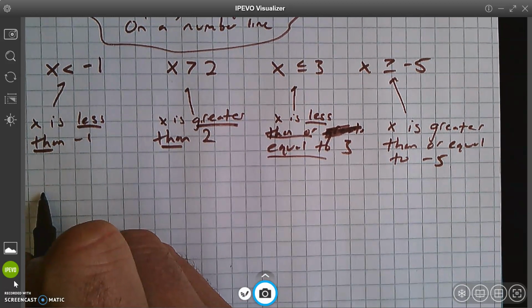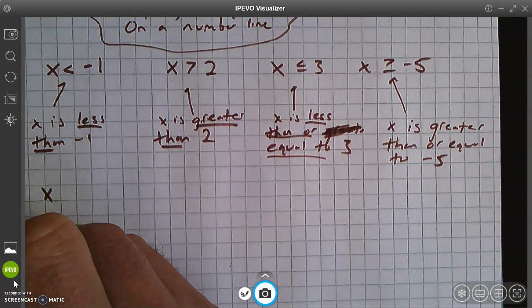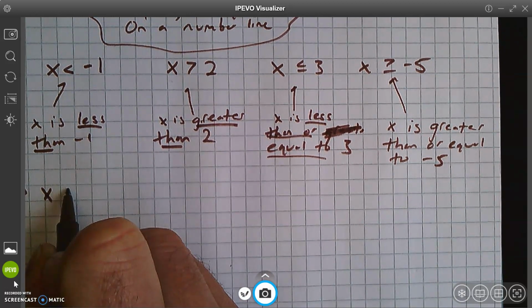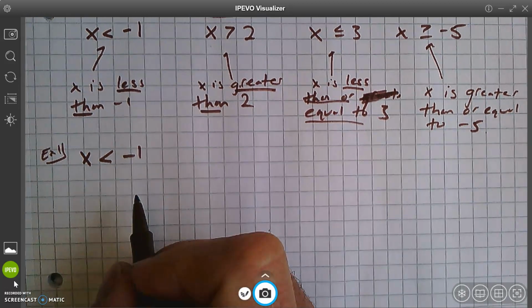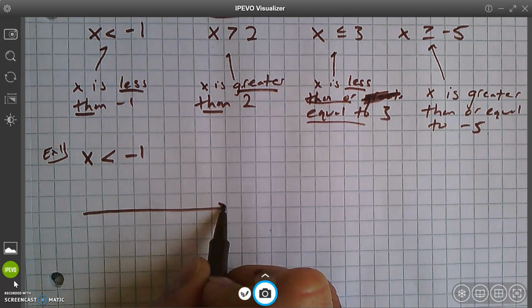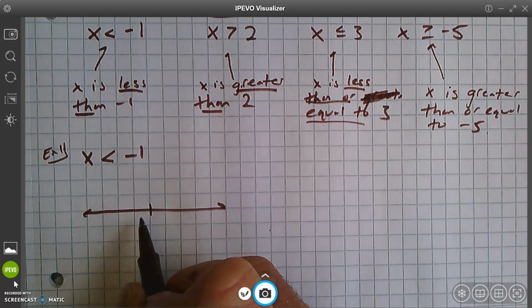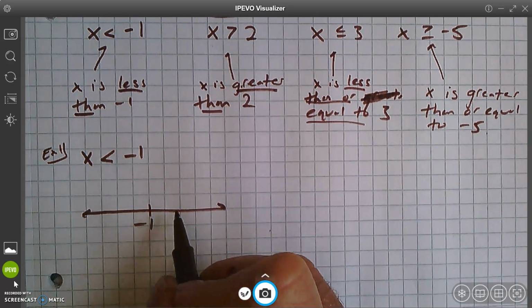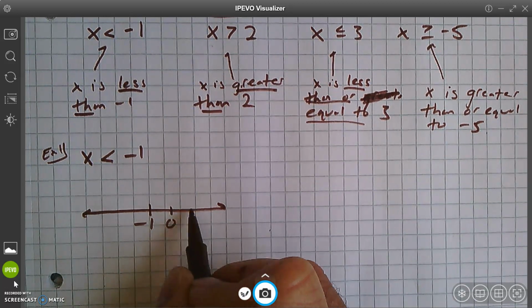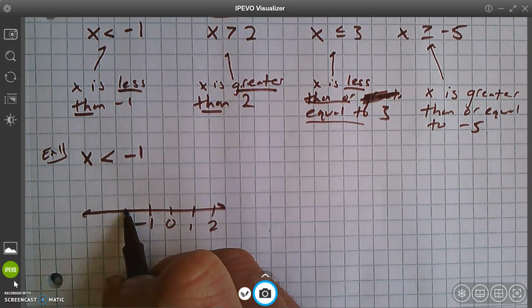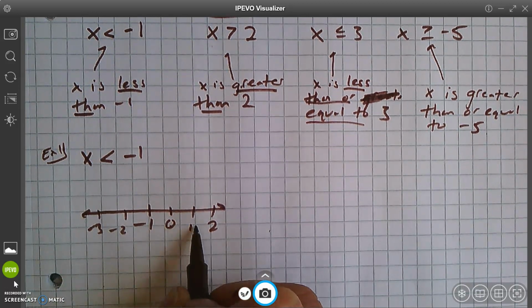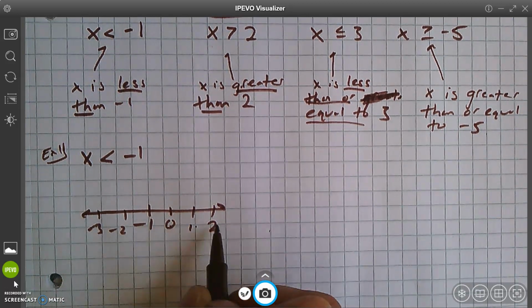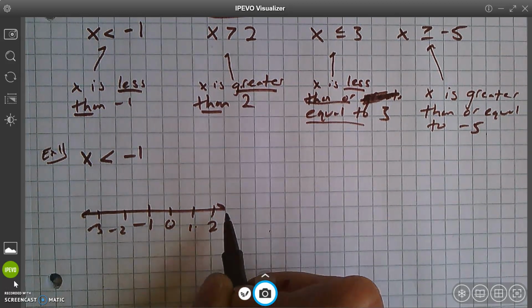So let's graph them. The first one, example 1. X is less than -1. So this is what we're going to do. Draw a number line. I'll put -1 here to start. Then I'll put anything that's greater than that, so it'd be 0, 1, 2, and on the other side -2, -3. Remember, it's like a mirror.